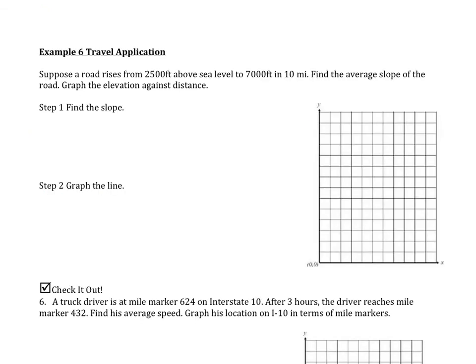So the thing that you want to do in this application says, suppose a road rises from 2,500 feet above sea level to 7,000 feet in 10 miles. Find the average slope of the road and graph the elevation against distance. Well, first thing we need to do is find a slope. So we need to find rise over run. Find that from 2 points. Well, at 2,500 feet above sea level, we are starting, so I'm making it 0.